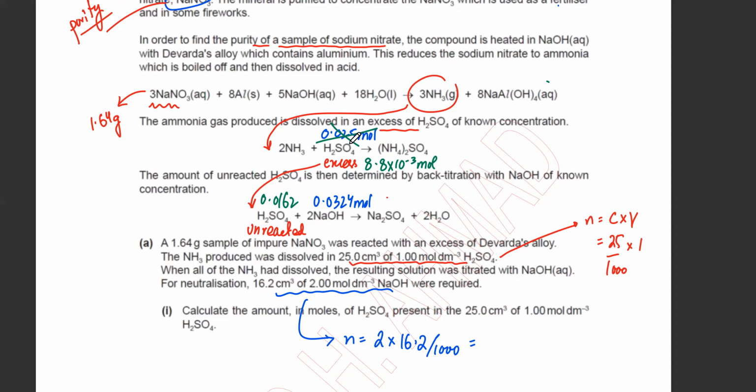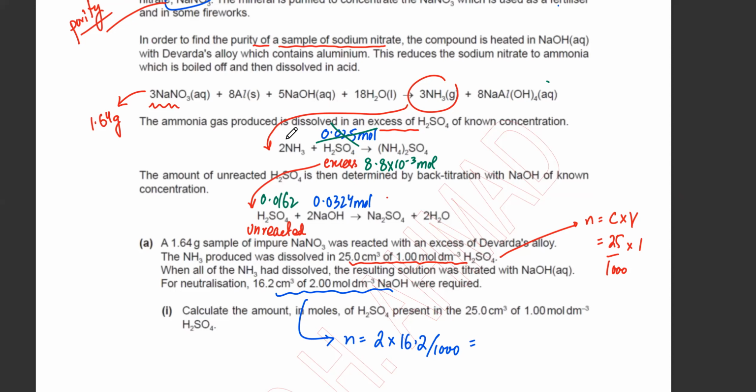Again, remember, 0.025 was added, but he clearly mentioned it was added in excess. 0.0162 was still left, and it was taking part in another reaction after the first reaction. So this is the quantity that was left after the first reaction. That means only 8.8 into 10 to the power minus 3 moles got used up in the reaction. And you can now find the moles of NH3.